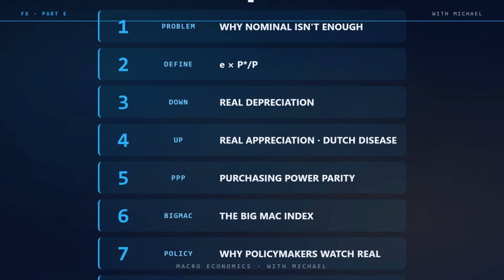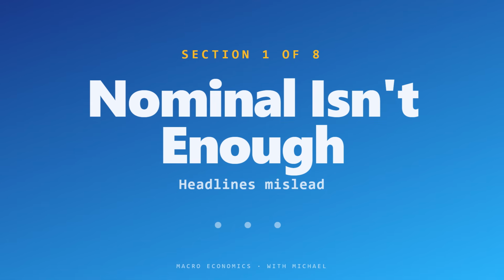Let us begin. Section 1. The problem with nominal rates. Suppose the shekel falls from 3.5 per dollar to 3.8 per dollar, a depreciation of about 9%. Headlines call this a weaker shekel. But is Israeli industry actually more competitive abroad?